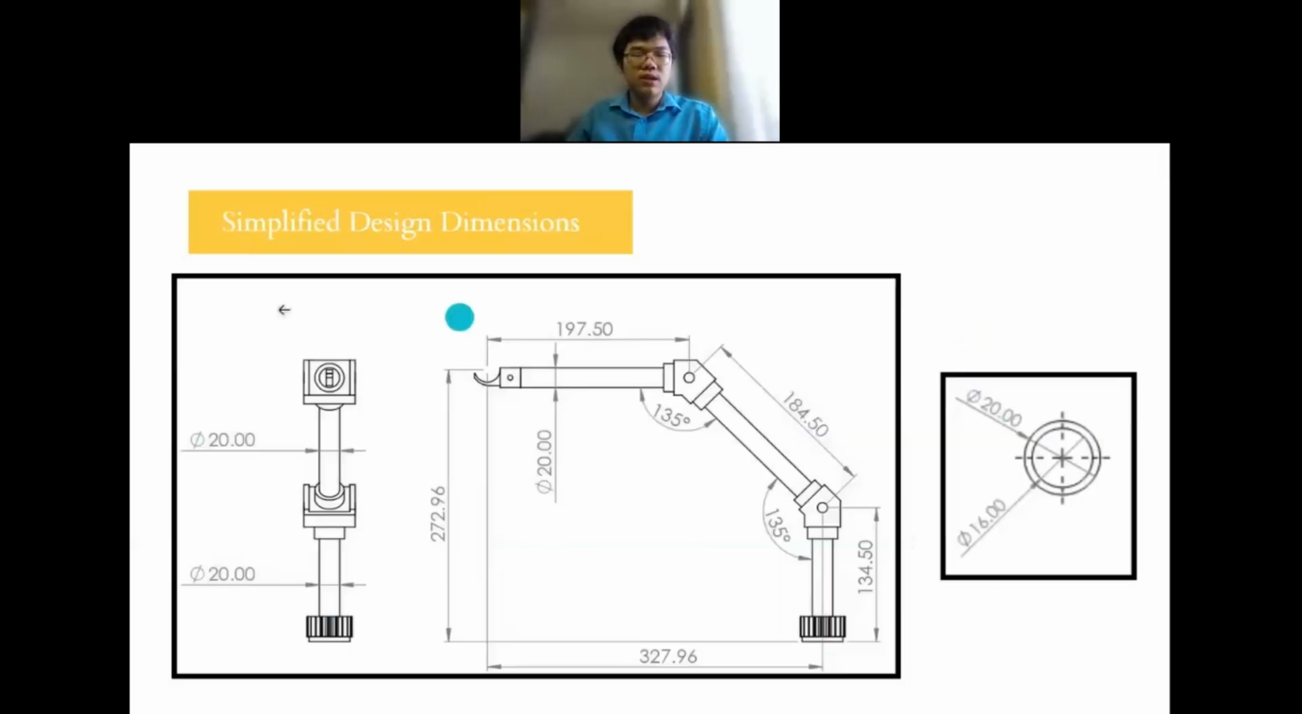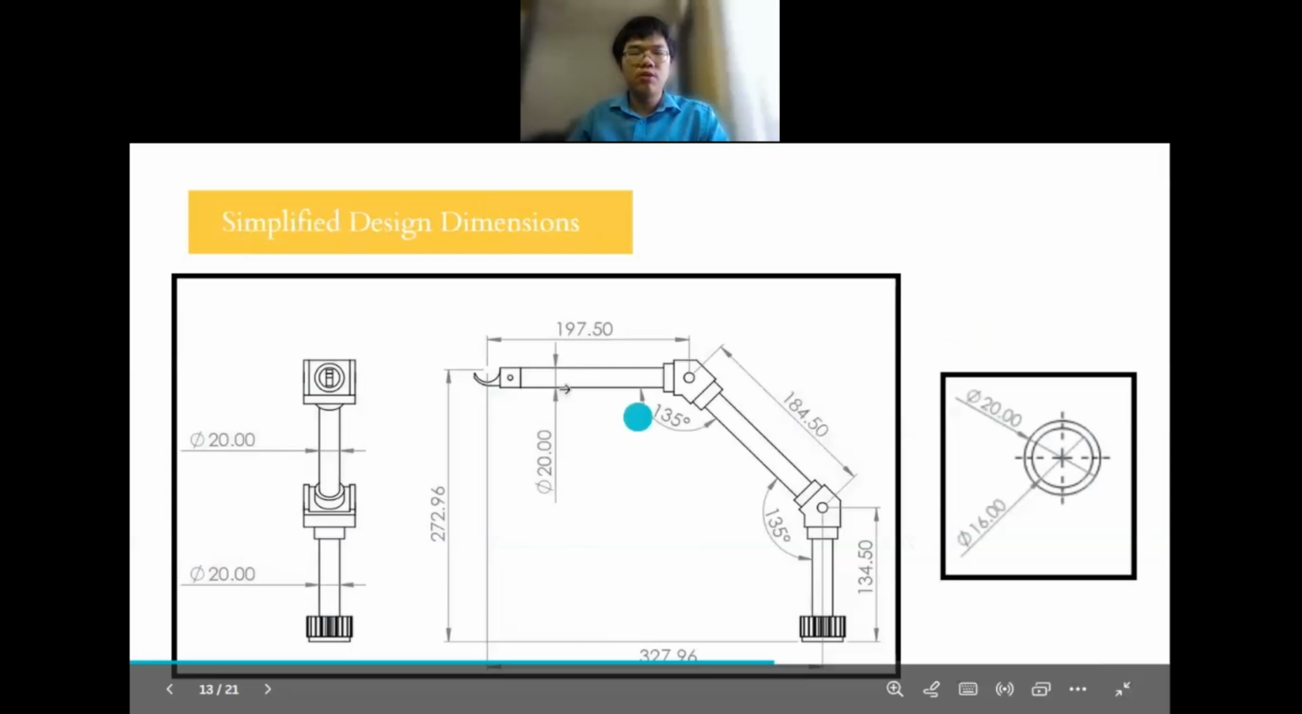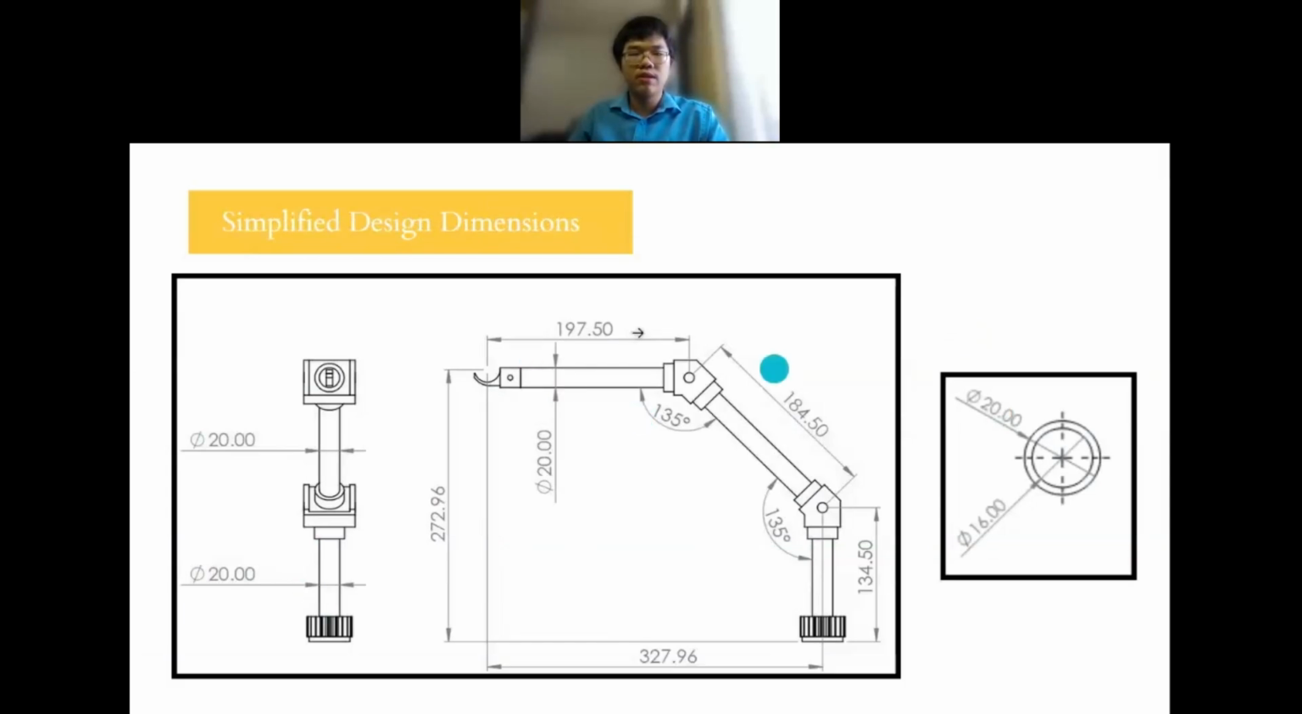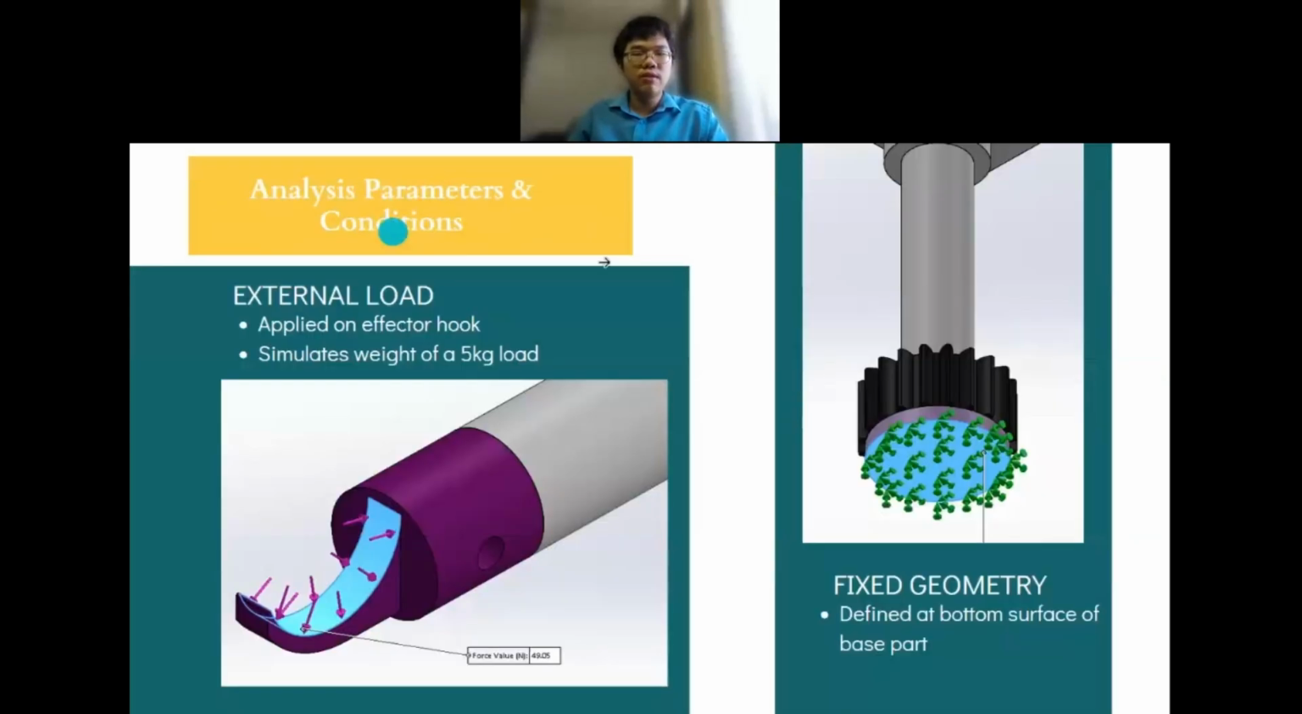Here is the drawing of the robotic arm, showing its size and dimensions. On the right is the cross-sectional area of the PVC pipe, which has an outer diameter of 20 millimeters and an inner diameter of 16 millimeters. For the analysis, we apply an external load on the effector hook, which simulates the weight of a 5 kilogram load, equal to about 49.05 newtons. The base of the arm is defined as the fixed geometry for the analysis.